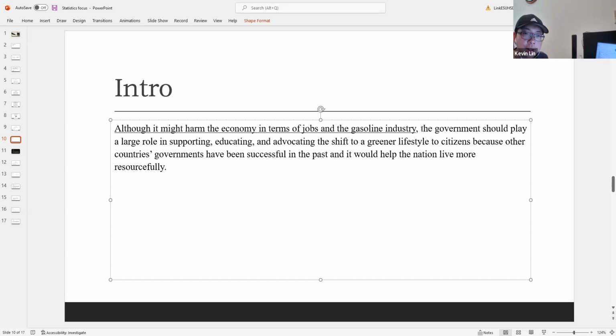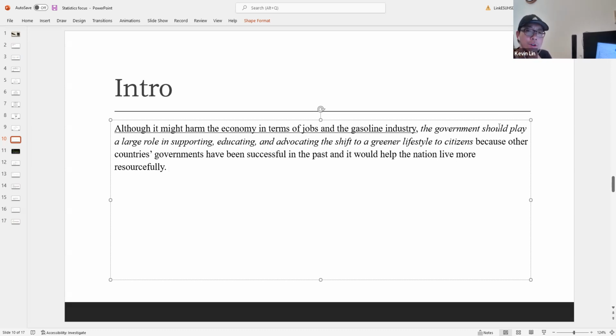Next part, the government should play a large role in supporting, educating, and advocating the shift to a greener lifestyle to citizens. I got a stance. I know very clearly what the student wants. Government should be pro-green, and they should not just support, educate, and advocate the shift to a greener lifestyle. So they have very specific language here. There's no anonymity here. Everything is very, very direct and clear.